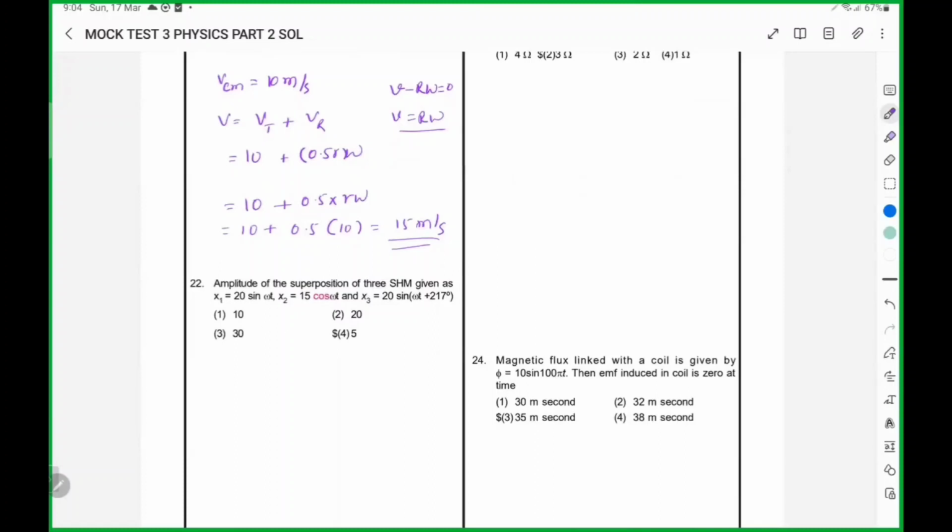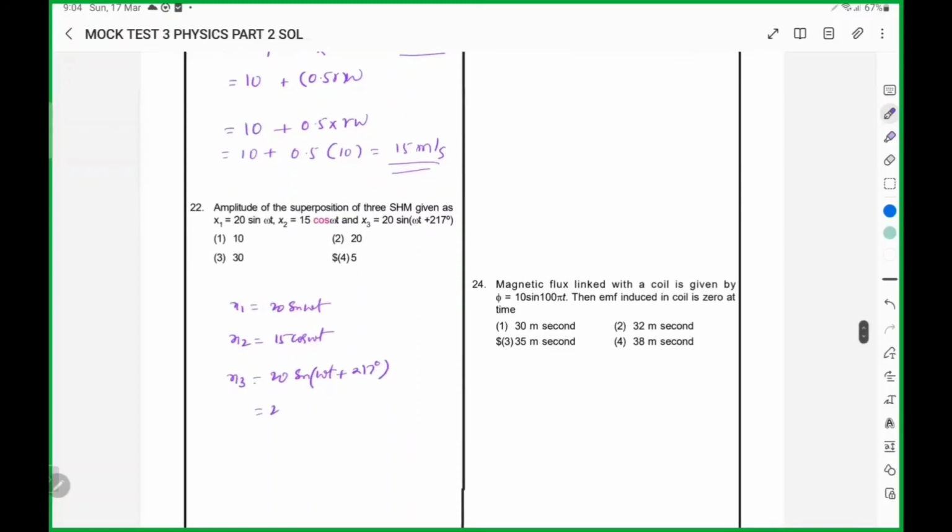Here it is amplitude of superposition of three SHMs. X1 here is 20 sine omega t. X2 is 15 cos omega t. X3 here is 20 sine (omega t plus 217 degrees). Let us simplify. Omega t plus 180 plus 37 degrees, which is 180 plus, will be minus 20 sine (omega t plus 37).